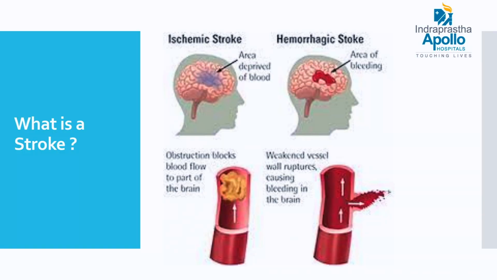In a brain hemorrhage, it is similar. There is a diseased artery and the wall of the artery is weak, and that ruptures, most commonly because of high blood pressure. The blood oozes out and collects in a particular part of the brain, and again, the function that part of the brain carries out is impaired. 85% of strokes are ischemic and the remaining are hemorrhagic.